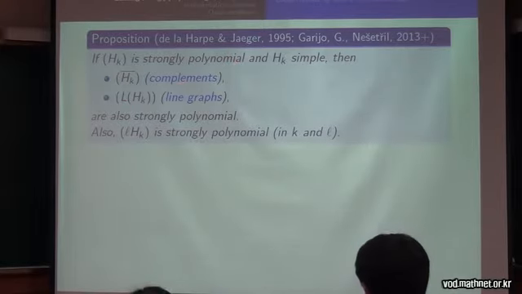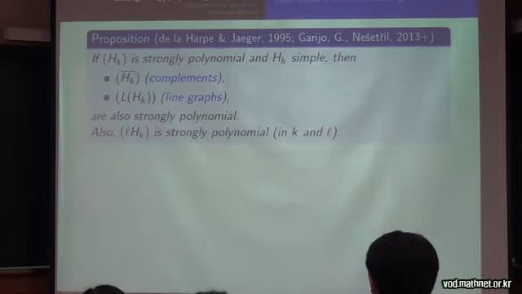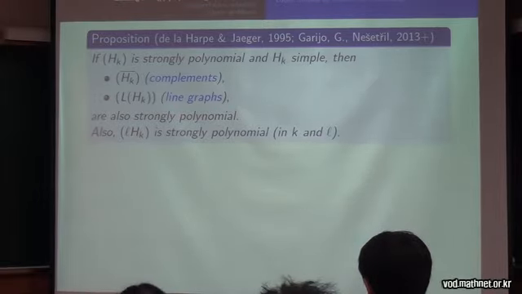If you have strongly polynomial, then you can take the complements and it remains strongly polynomial. You can take the line graphs and it remains strongly polynomial. This sort of depends on the fact that, apart from small examples, line graphs are unique. If you know the line graph, you know the original graph, apart from the star K_{1,3} and K_4. And if you take L disjoint copies of it, then you get something that's strongly polynomial.